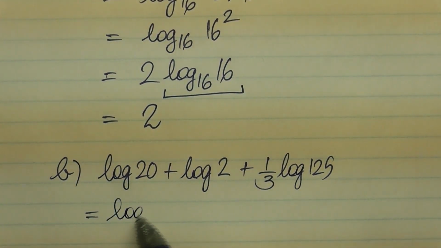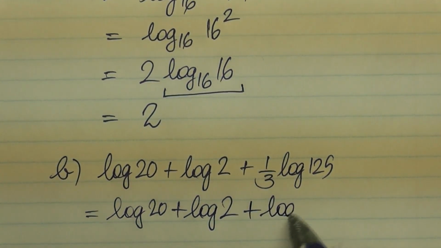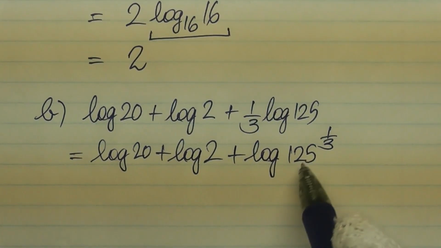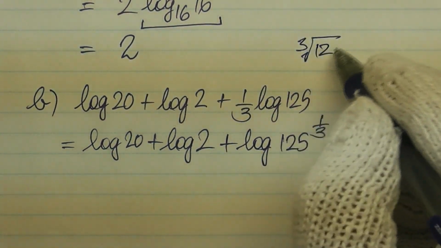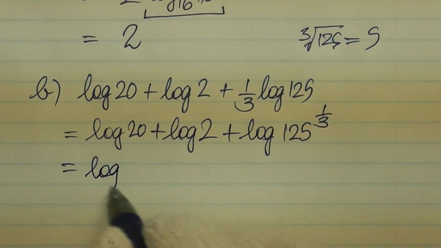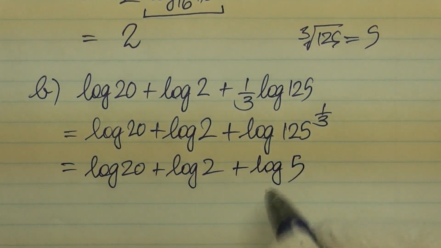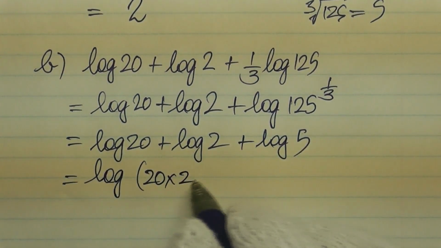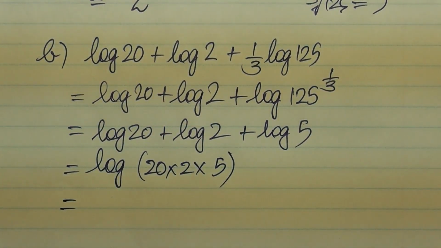So this is going to be log 20 plus log 2 plus log 125 to the exponent 1 over 3. This essentially means the cube root of 125, which is 5. So again, remember. So because of that, this becomes log 20 plus log 2 plus log 5, which becomes log of 20 times 2 times 5. 20 times 2 is 40, 40 times 5 is 200.